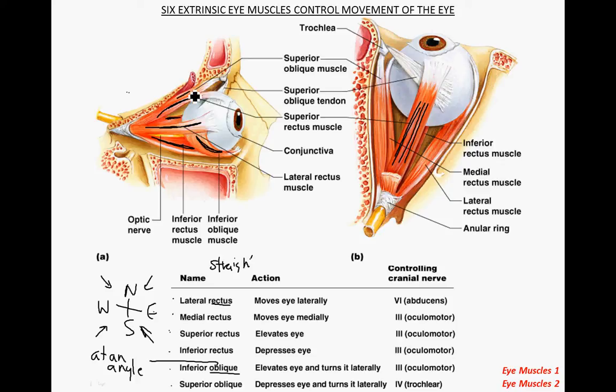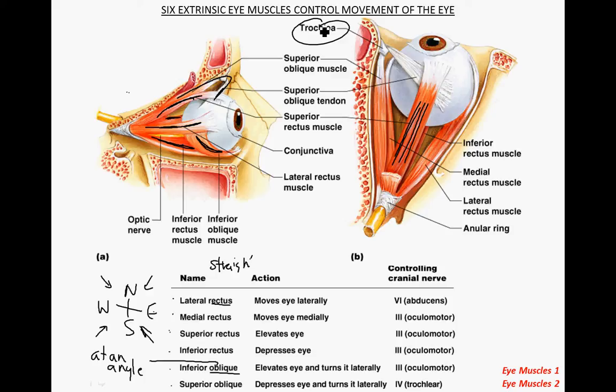And then the superior one comes up here and comes at this angle through this trochlea. This is like a little stirrup to guide that muscle, the superior oblique muscle.